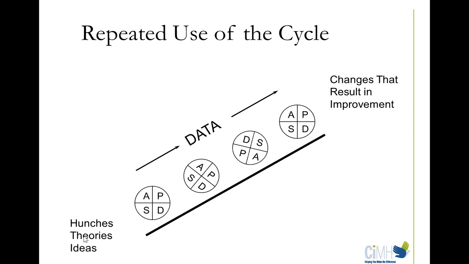As you are starting out with hunches and theories and testing them, going up the ramp means that your tests often get larger, more complicated as you learn more. Eventually, you've learned enough that you have knowledge about the change that will result in improvement. You could actually implement into your organization the change that will work. So repeated use of the cycle is what really brings accelerated improvement and achievement of the desired aim.